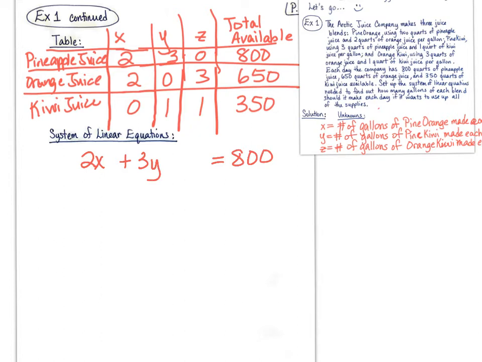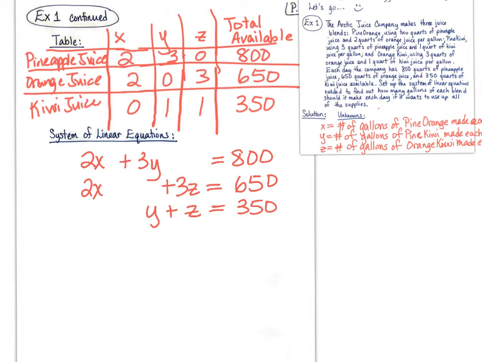Then, what's your next equation? 2x plus 3z equals 650. Good. And what is your last one? Y plus z equals 350. Good.